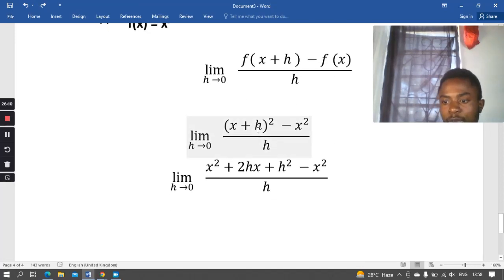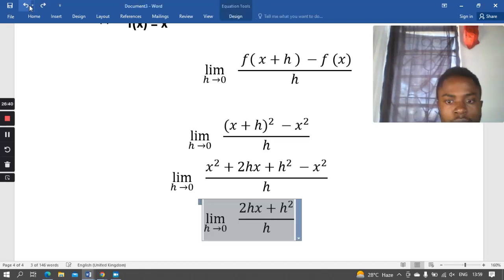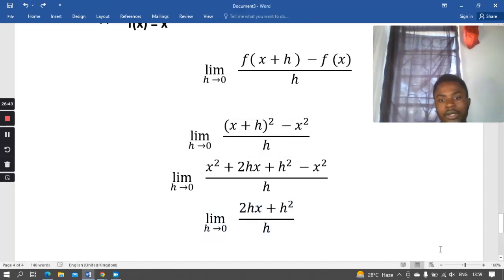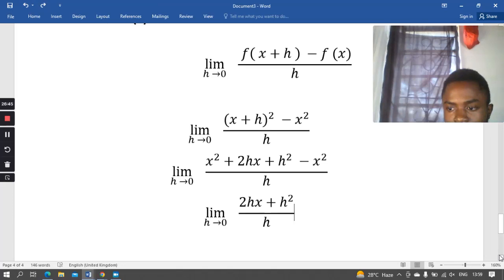So when you expand this one, you're going to have x squared plus 2hx plus h squared minus x squared. This minus x squared is just the same minus x squared which was there, which is f of x. So when you look at this, you find that x squared and negative x squared will go, so you're going to remain with 2hx plus h squared. So this is what you're going to have down there. I'm sure we can all see what has happened here.